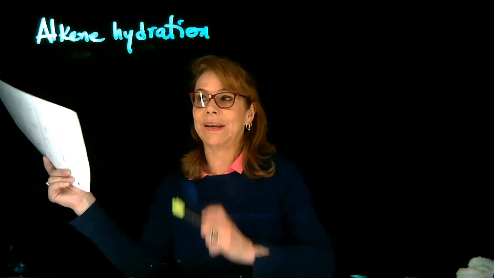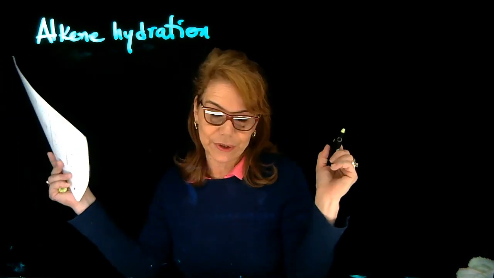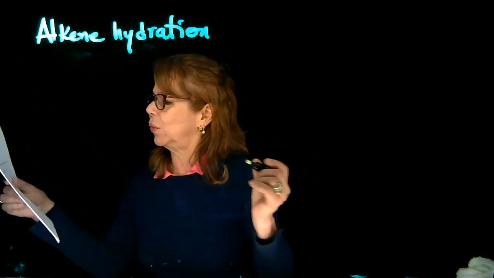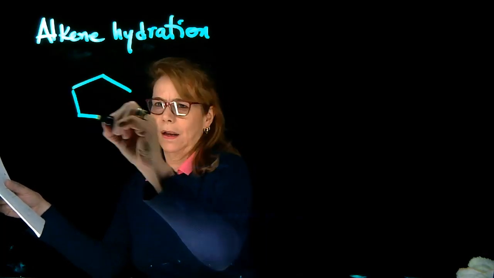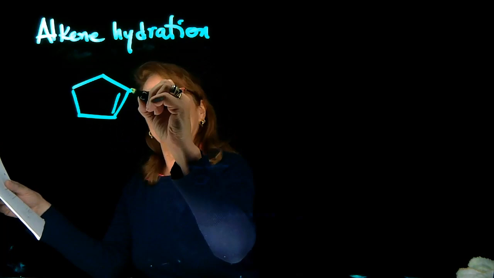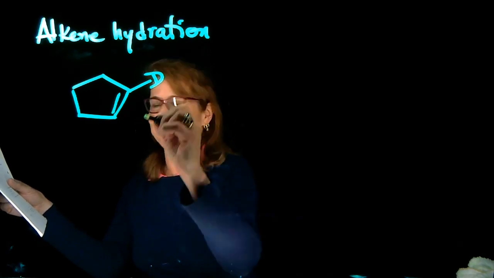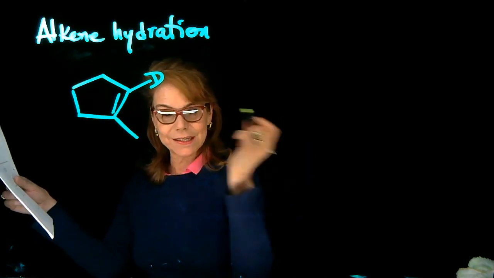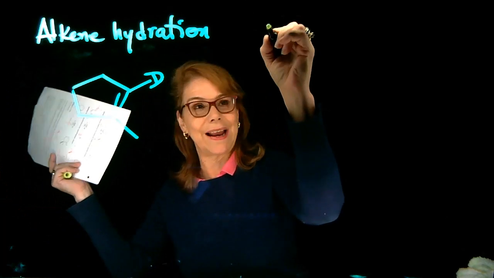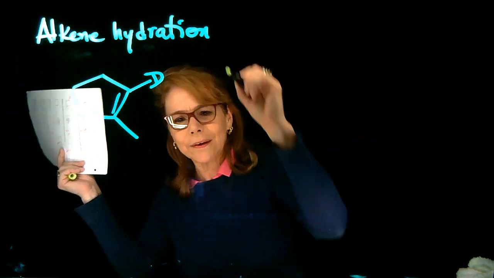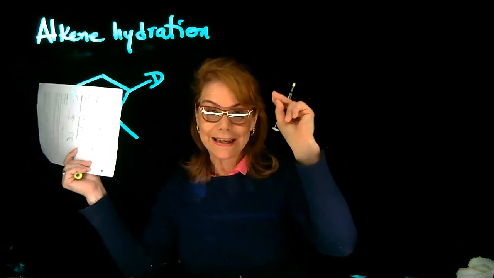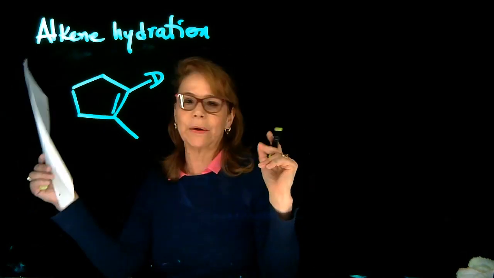Let's practice now predicting products when we're doing alkene hydration, this time using oxymercuration-demercuration. So let's draw the structure of the substrate. In here I have a D. That D is deuterium, an isotope of hydrogen. Chemically, it's the same, so we're going to consider it as if we had a hydrogen, but it's like labeling that position.